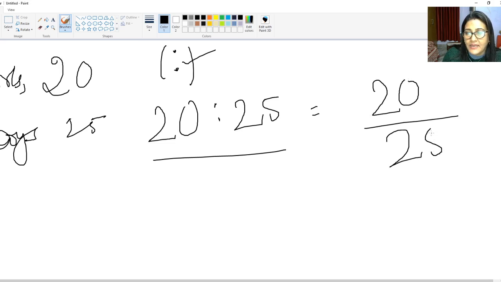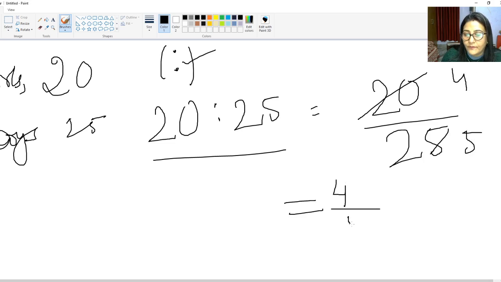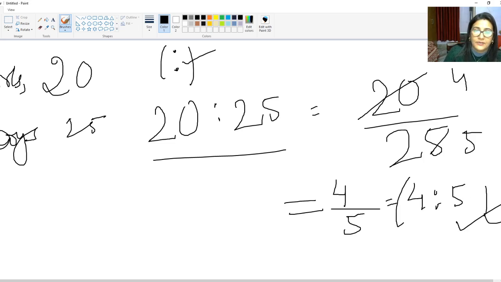20 by 25. By cancelling out with 5, 5 fours are 20, 5 fives are 25. So here it will be 4 by 5. We can write this as the ratio 4 is to 5. So the ratio of girls to boys is 4 is to 5, is the answer. In this way we can find ratio. I hope this helps you complete exercise 1.